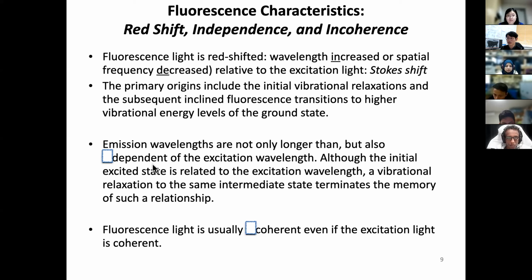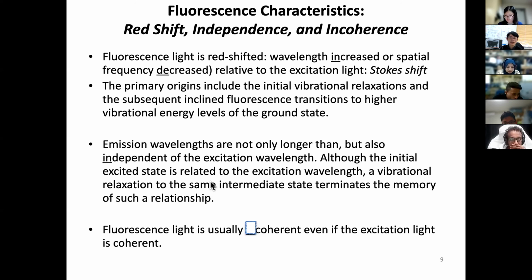This is really important to understand. So emission wavelength is generally longer, but also with excitation wavelength, it is, can you guess? Independent. Yes. What that means is there's no memory. It doesn't care how we get into the excited state. Although the initial excited state is related to excitation wavelength, in the end, vibrational relaxation to the same intermediate state terminates the memory. Once it gets excited, it doesn't care how it got there.